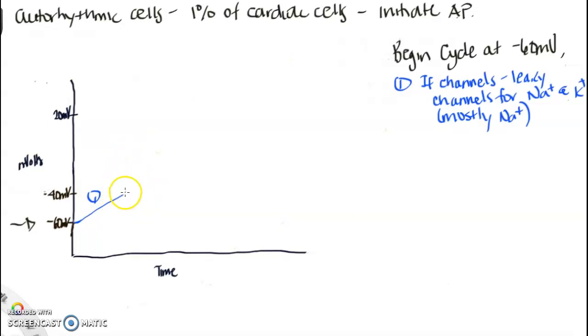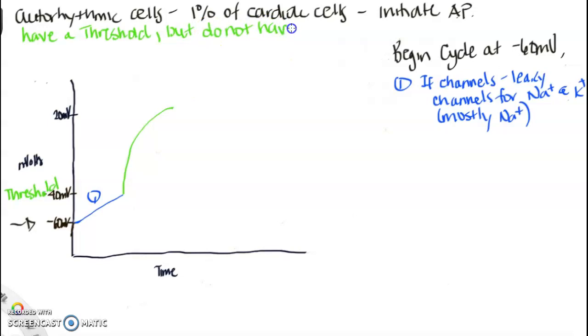Once it gets to negative 40, it will depolarize. Boom. So negative 40 is the threshold. So autorhythmic cells have a threshold, but they do not have a resting membrane potential because they're always going, they're always depolarizing.